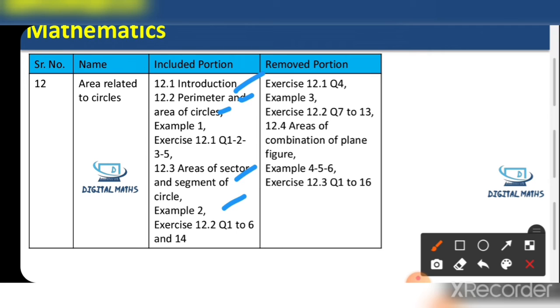Now we have to see the removed portion. Exercise 12.1, question number 4, exercise 12.2, question number 7 to 17, 12.4, area of the combination of plane figures, example 4, 5, 6, exercise 12.3, question number 1 to 16 are also removed from chapter number 12, area related to the circle.